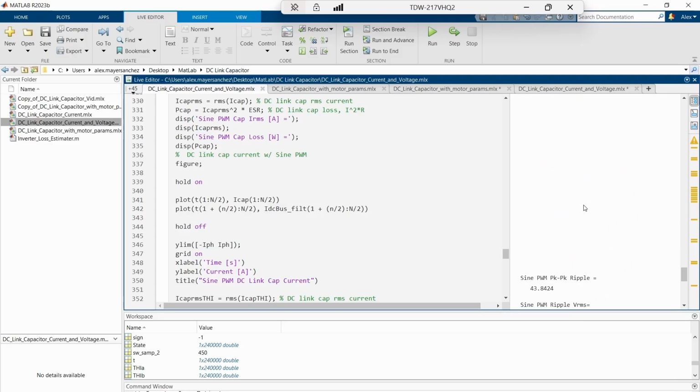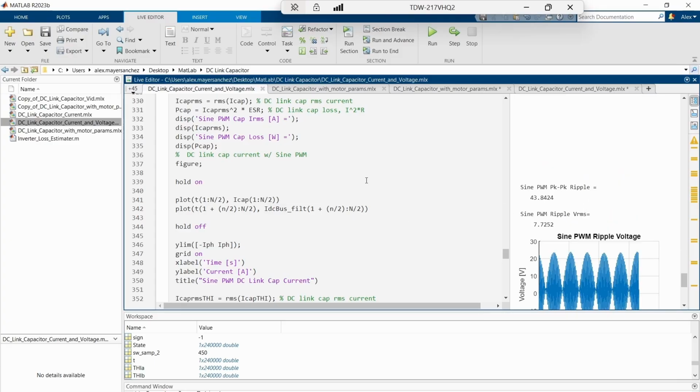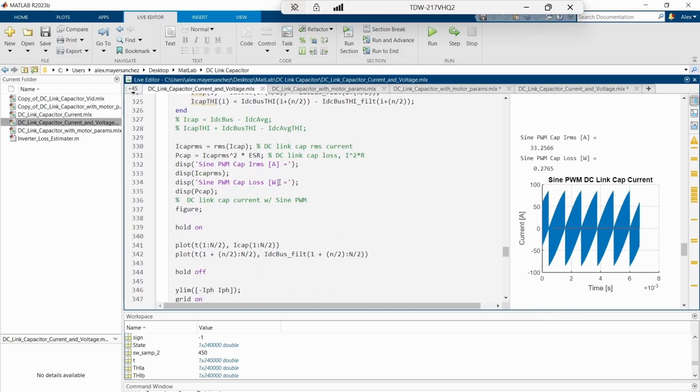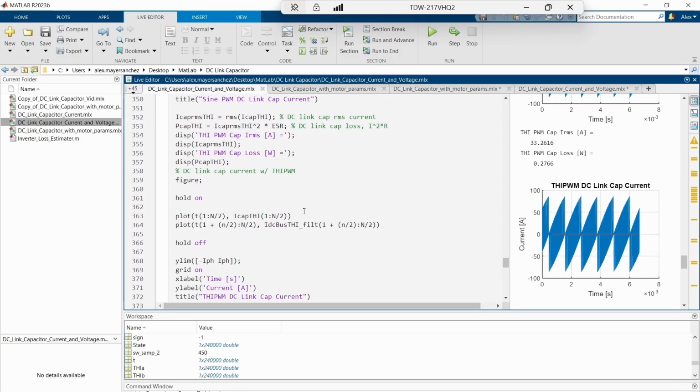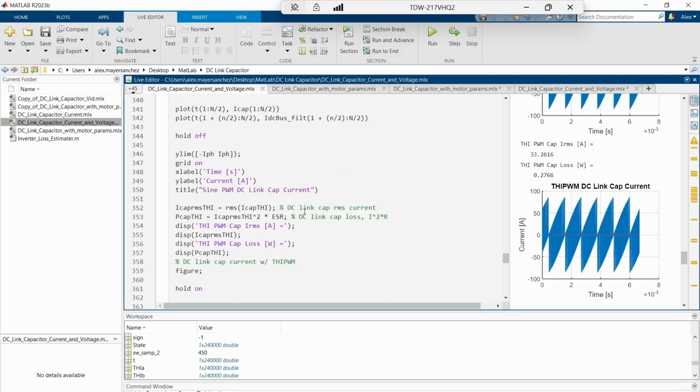So then after this, the script is calculating the DC link voltage ripple caused by this current.